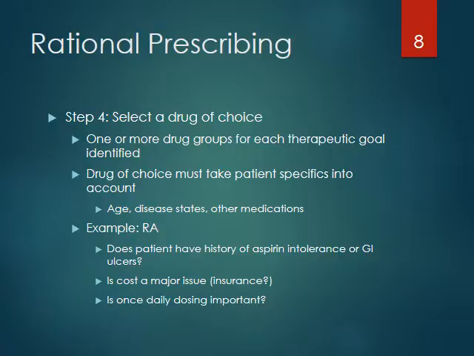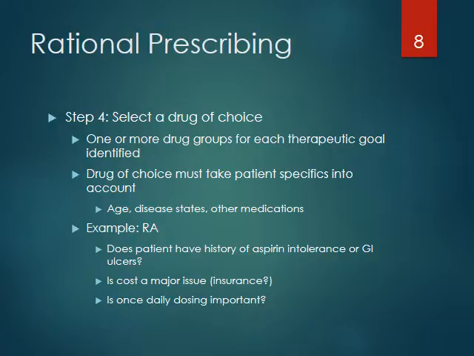So again, we really need to take patient specifics into account when we're deciding what our drug of choice is going to be. Because people are all different, so one medication might be really good for one patient, but maybe a disaster in another patient. You have to look at things like the age of the patient, their other concomitant disease states, and other medications they're taking.